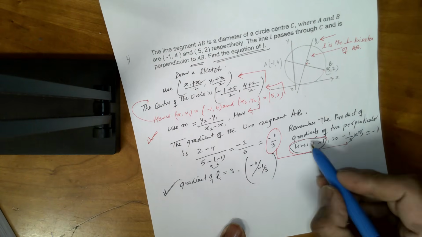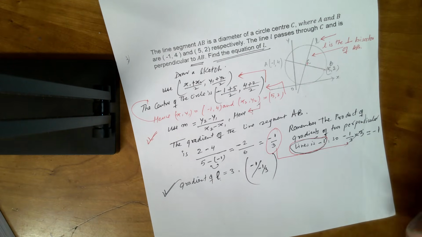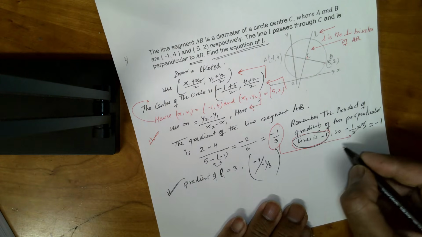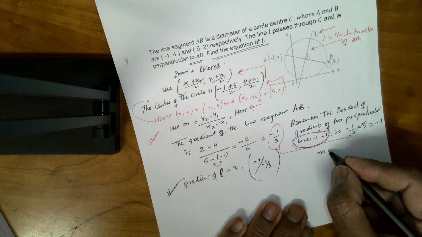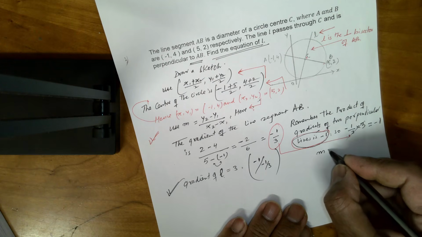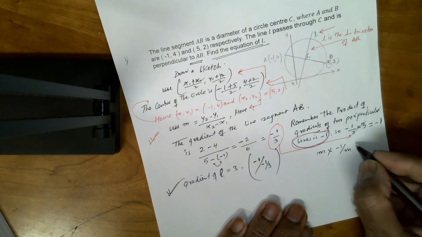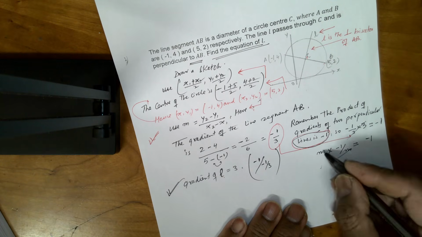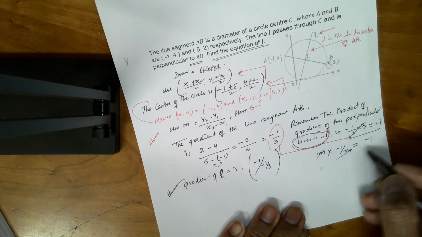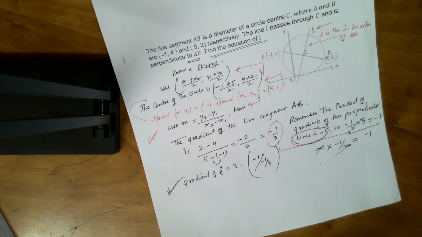It says the product of the gradients of the two perpendicular lines is -1. And this is how we got -1. So in other words, I can also write down for you: if one is m, then because it's perpendicular, the other would be -1 over m. So the product of that will be -1. So this is what exactly I have done here. Hope I did this clearly.